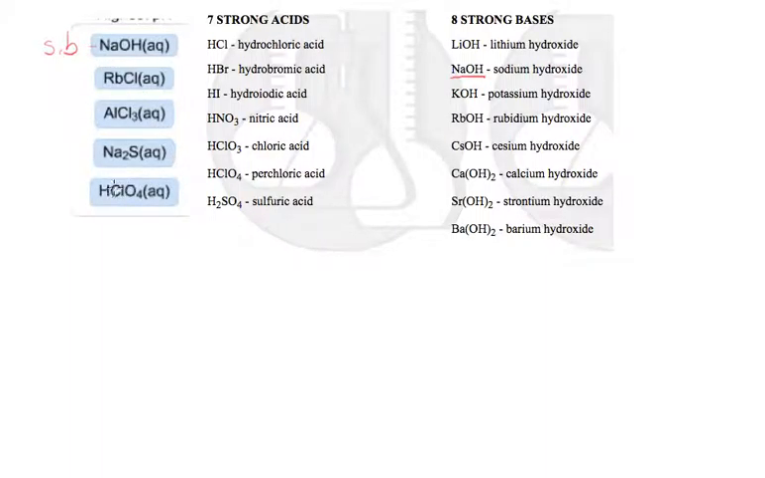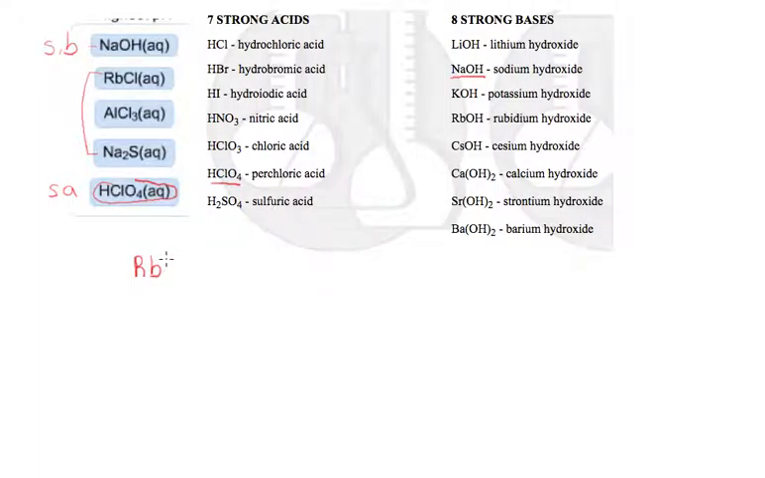And perchloric acid is on the list for strong acids. So this is a strong acid with a low pH. Okay? So we need to figure out what's going to happen with these three salts. What we need to do is take the salts and divide them into their ions. Find out if their ions are derived from strong acids, strong bases, weak acids, or weak bases.